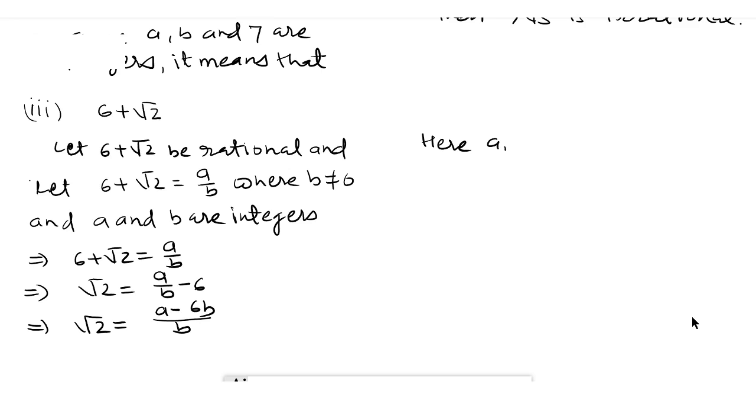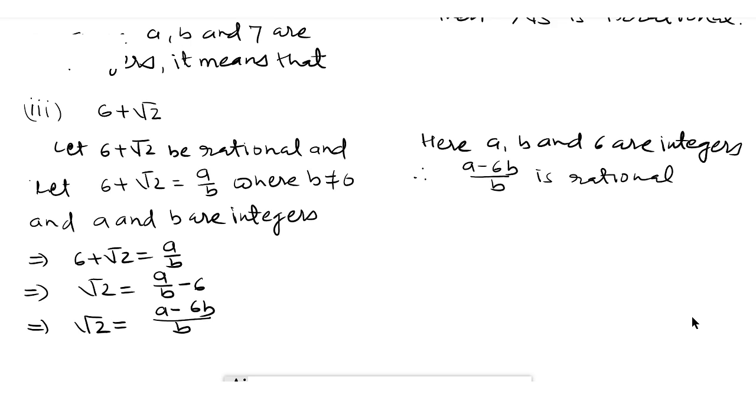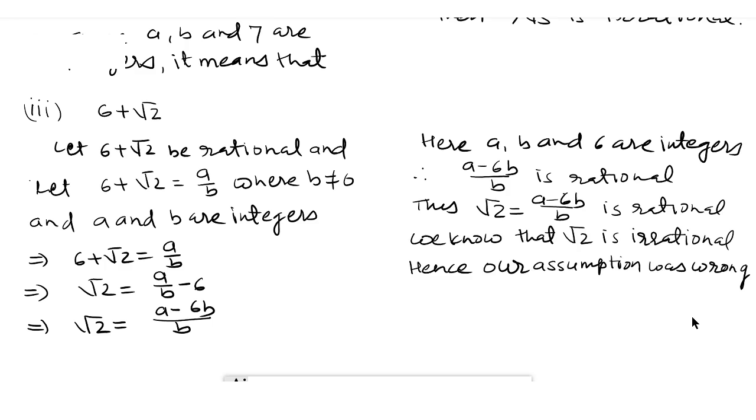Here a, b and 6 are integers. Therefore, a minus 6b upon b is rational. Thus, root 2 equal to a minus 6b upon b is rational. But we know that root 2 is not rational and it is irrational. Hence our assumption was wrong.